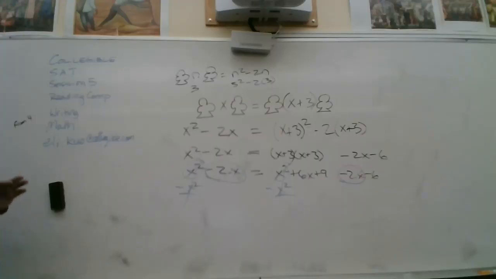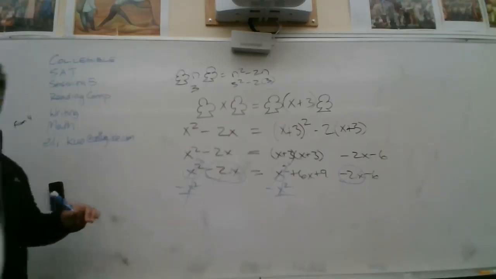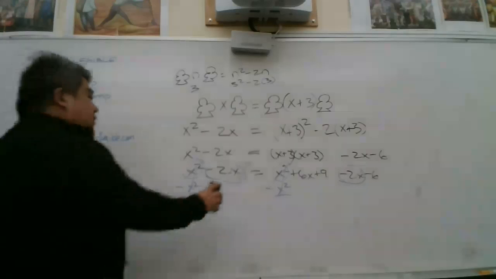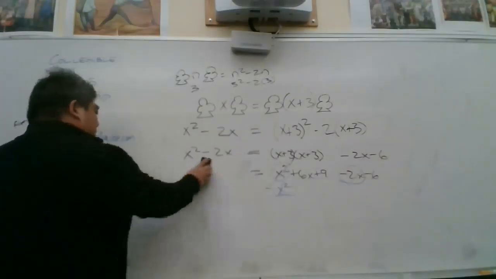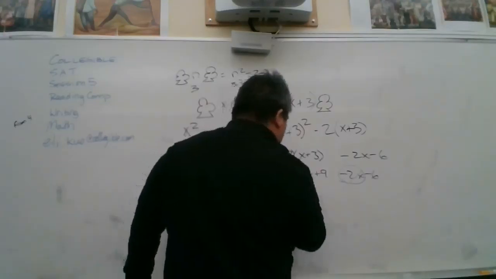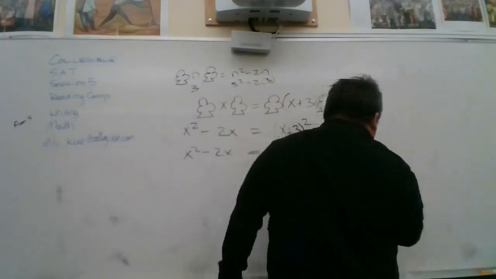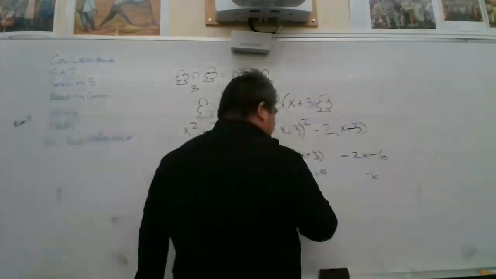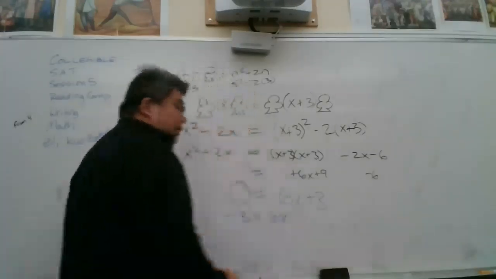This is why I said write everything down, because if you don't write this down, you're not going to have it. Okay, let's make this board look cleaner now. So you get 6x plus 9 minus, this is negative.